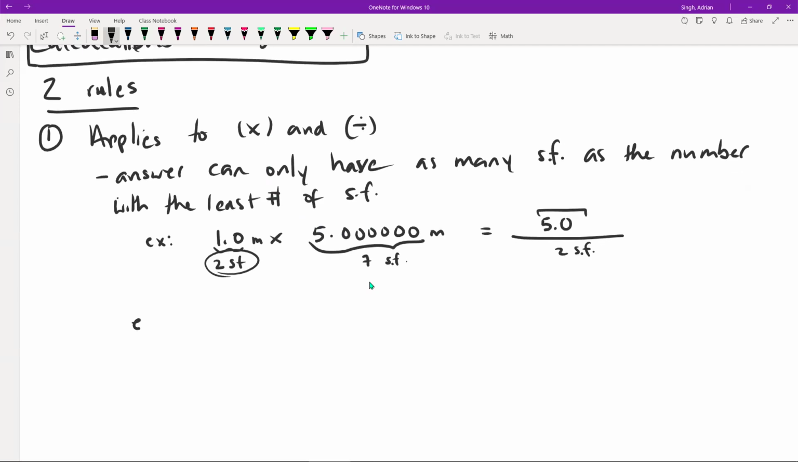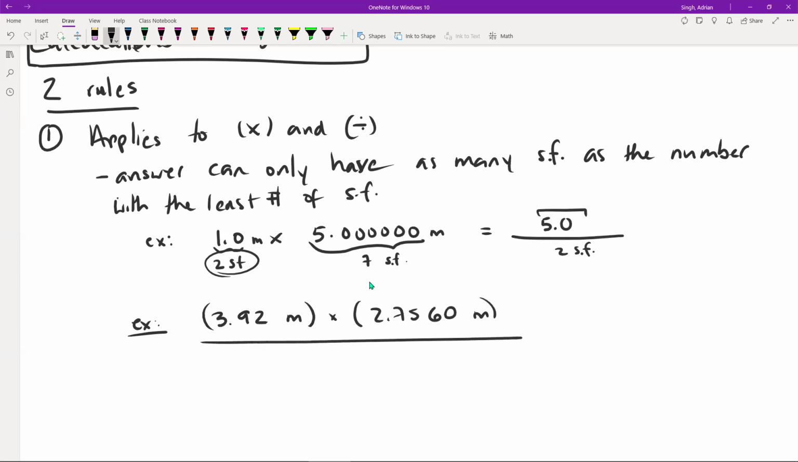Okay, let's take a look at another example. Let's say I have 3.92 meters times 2.756 meters, and I'm going to divide that by 1.2 seconds. So when you stick that in your calculator, and again, your calculator is only going to do what you tell it to do. It doesn't round things for you to the correct number of sig figs. You need to round it by applying the rules.